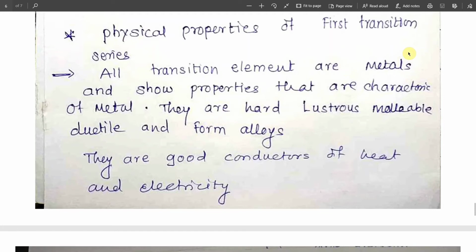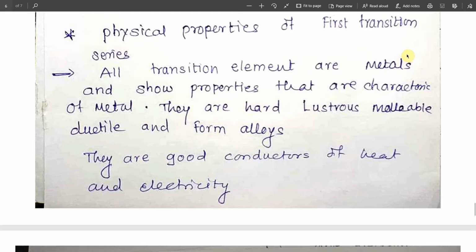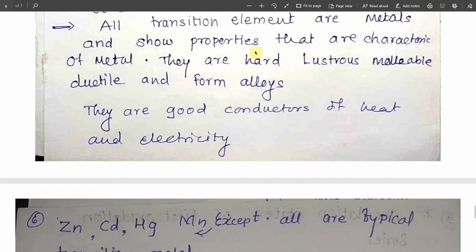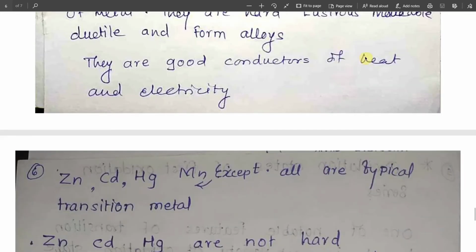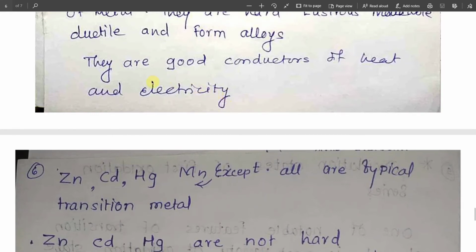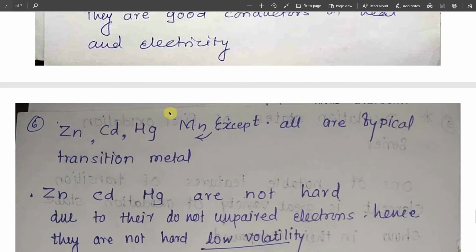The next point is the properties of the transition series, the physical properties of the first transition series. So what are physical properties? All transition elements are metals. You know what the properties of metals are. Metals are hard, lustrous, malleable, ductile, and form alloys. They are good conductors of heat and electricity.